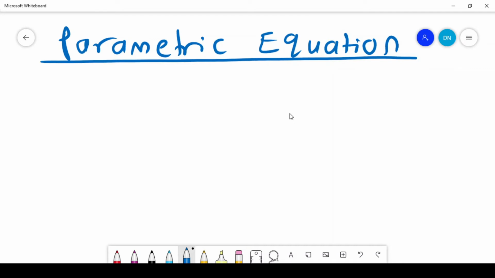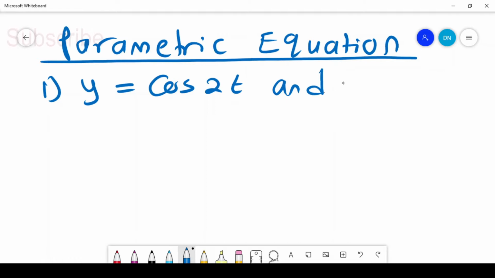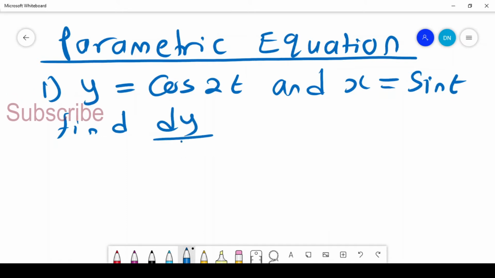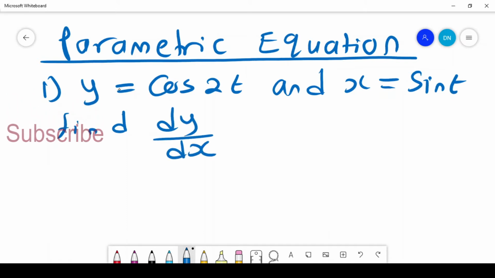Parametric equation is what we want to look at. Given y equals cos 2t and x equals sine t, then we are told to find dy over dx. Now you'll see that y is represented in terms of t and x is represented in terms of t, but then we are supposed to find dy dx.